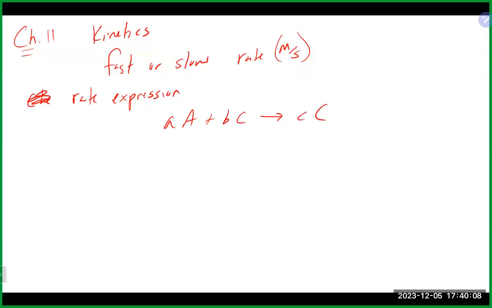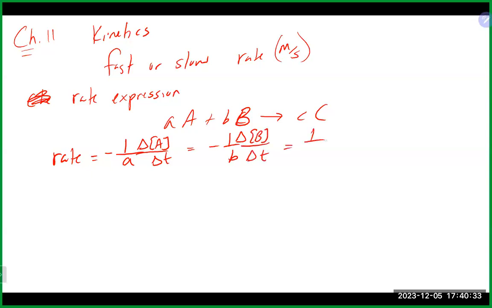And you can write rate expressions for each of the reactants and products. Something like the rate is equal to -1 over the coefficient, the change in the concentration of A over the change in time. That equals -1 over b, which is the coefficient, and the change in the concentration of B over the change in time. And that'll be 1 over c, the change in the concentration of C over the change in time.